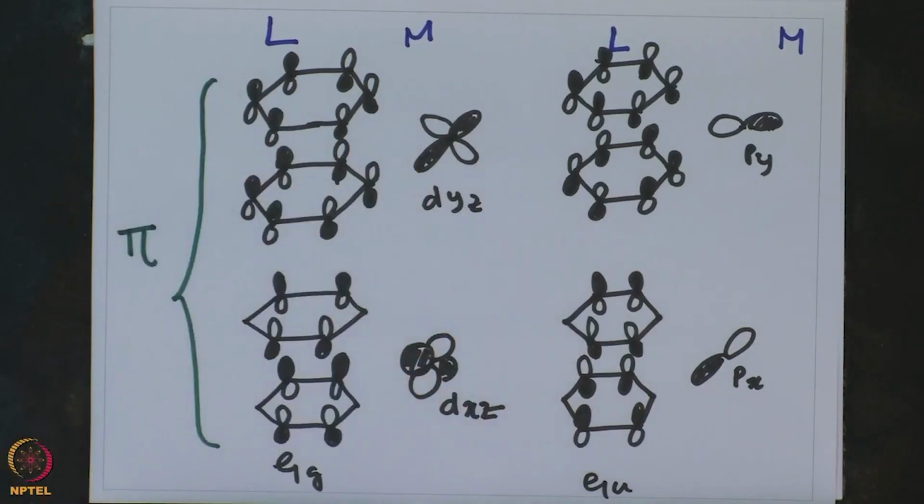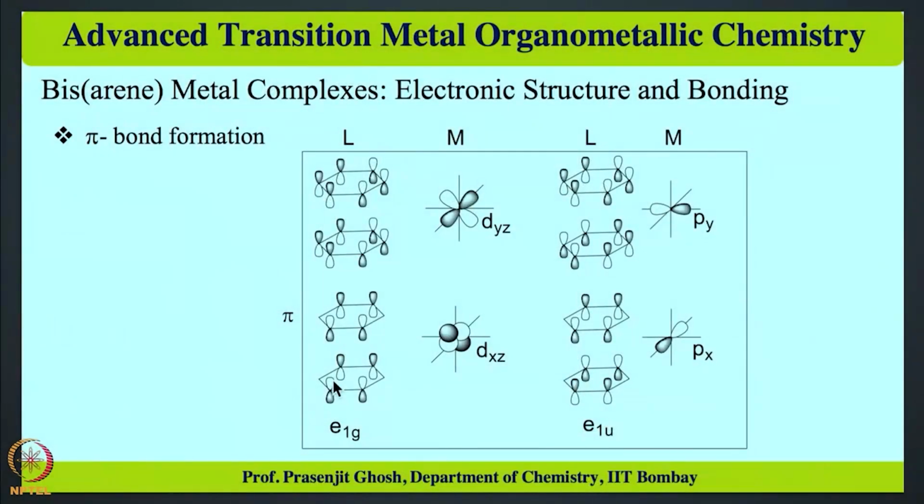All of these reflect pi type interaction of the ligand with the metal. So now the last set of orbitals that are involved in delta type interactions are shown over here.